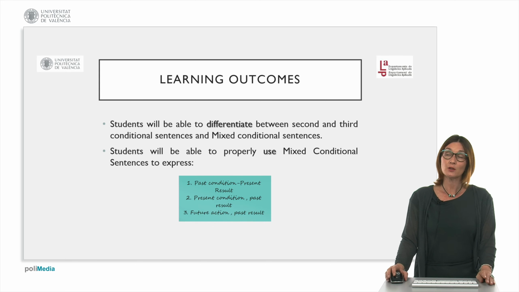So basically, students will be able to distinguish between second and third conditionals and mixed conditional sentences. And they will be able to use mixed conditional sentences properly, and especially three main types of mixed conditional sentences: those in which we express a past condition and a present result, a present condition and a past result, and a future action and a past result.